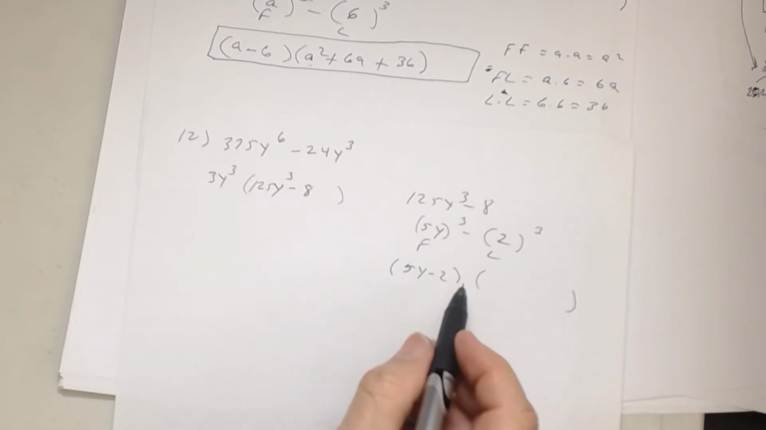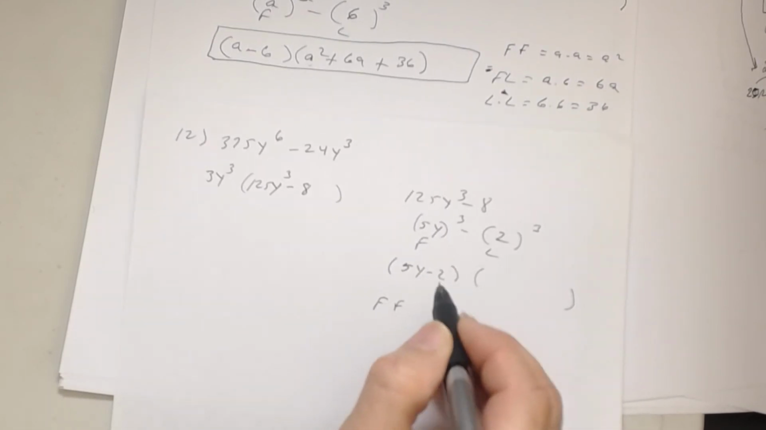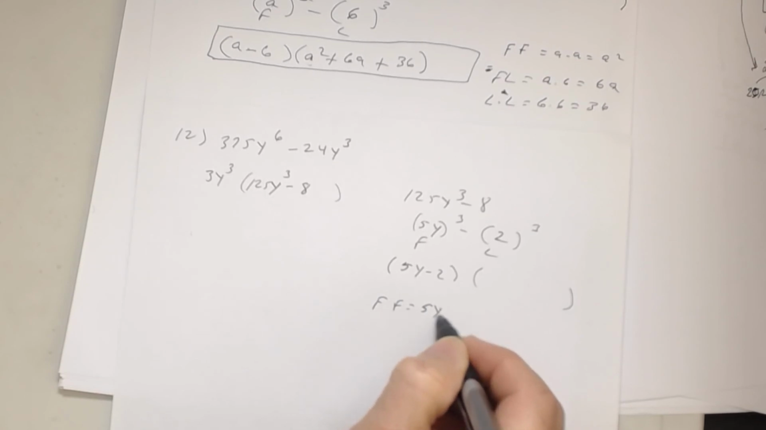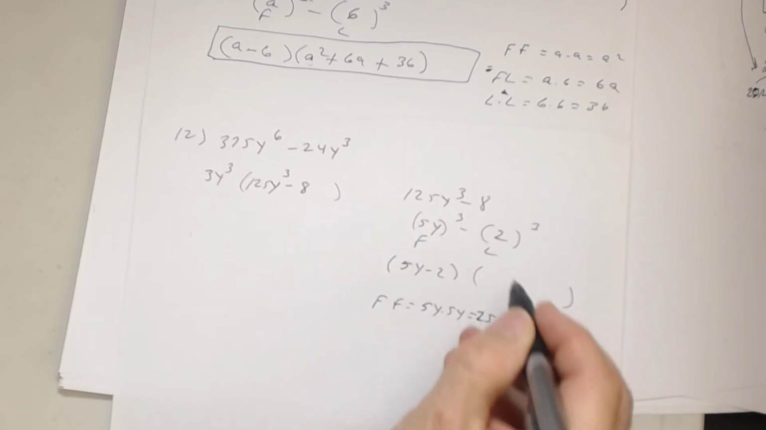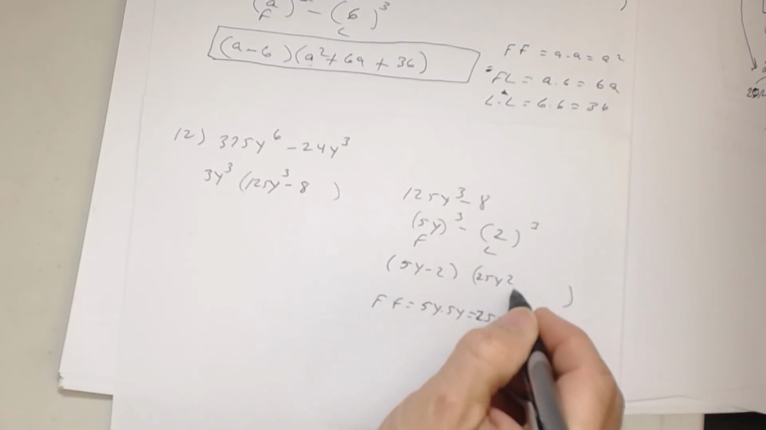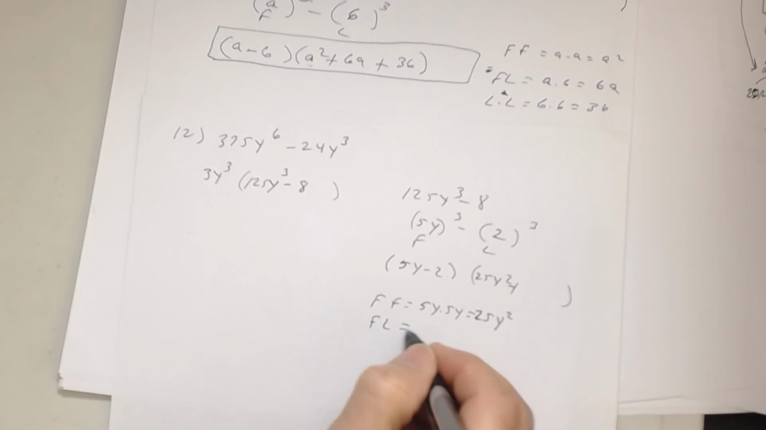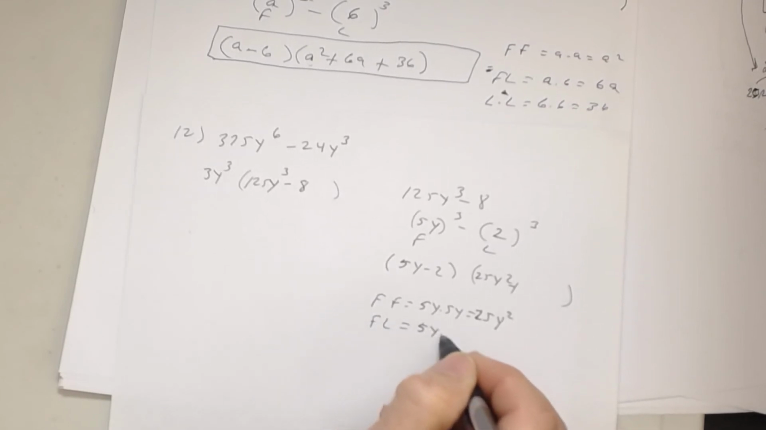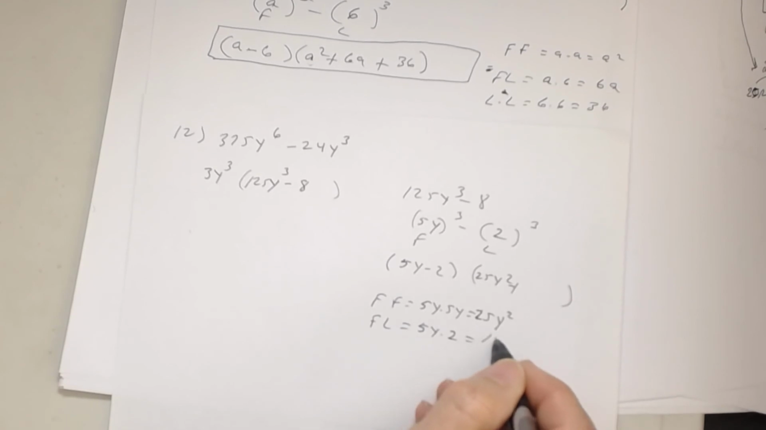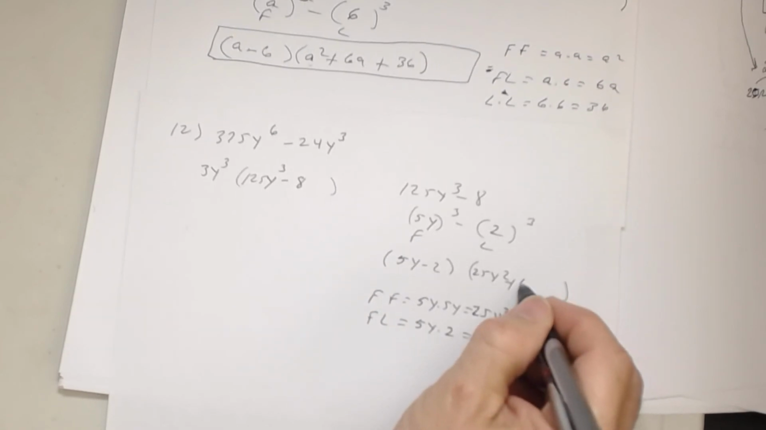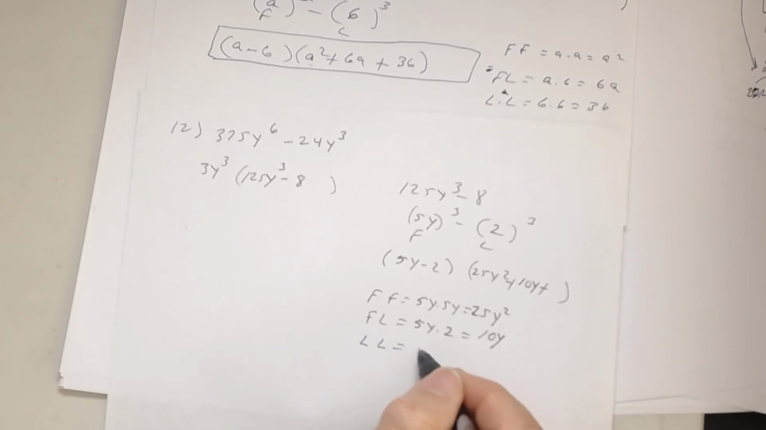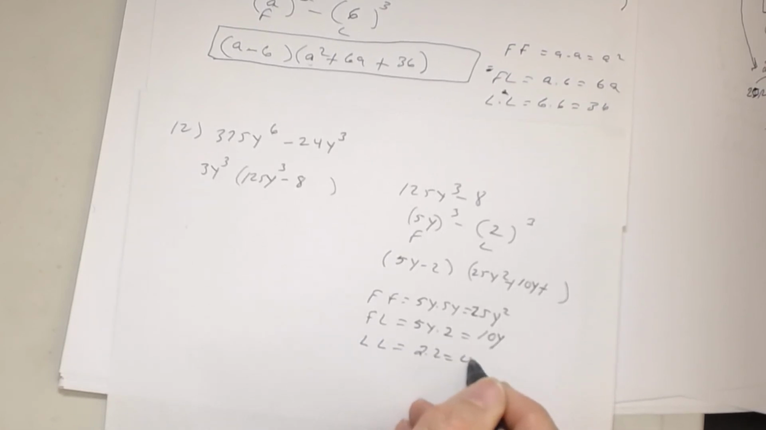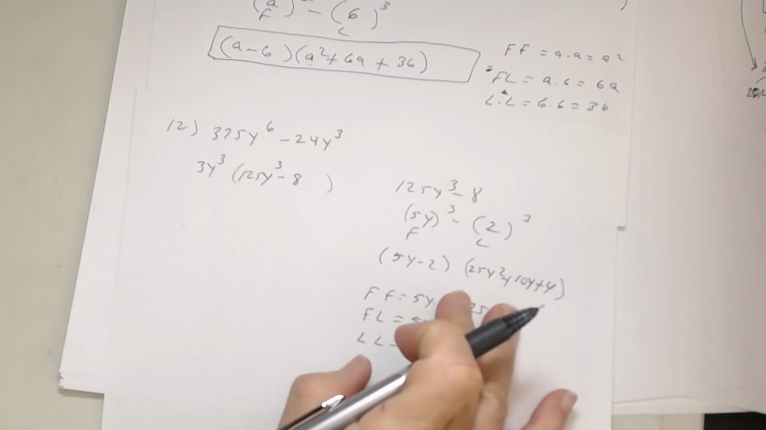In the formula, the first term is F squared. So F times F. What's F here? 5y. Okay, what's 5y times 5y? 25y squared. Plus FL. What's F? What's L? 2. What's the product? 10y. And then plus L squared. L times L. What's L? 2. What's 2 times 2? And so that's the answer there for this.